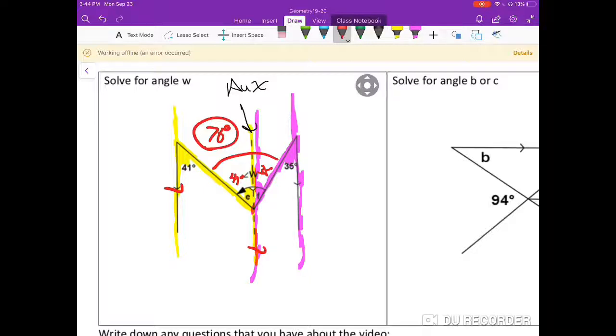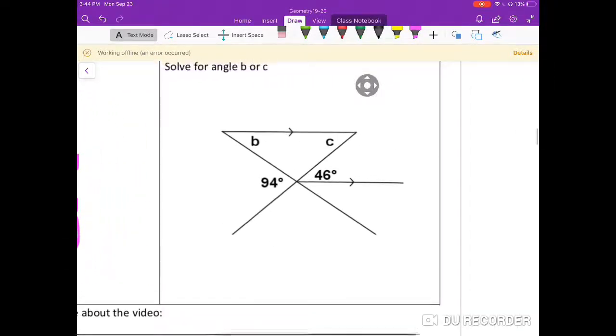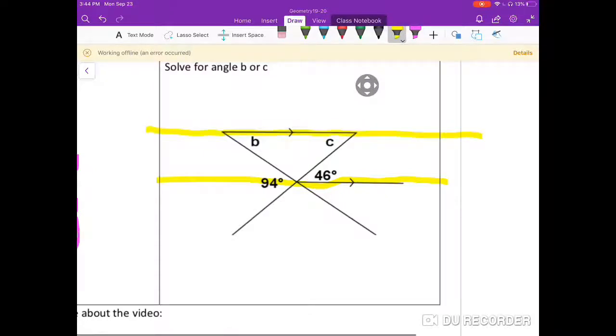Other times it'll be a little bit easier. So let's look at this one here for angles B and angle C. Again, I really like to just start by extending my parallel lines. It just makes the picture easier for me to visualize. And then I can pick my transversal or what I want to do next. So the next thing I would look at is this transversal here. And I can see that 46 and C are alternate interior angles. So I know that this also has to be 46 degrees.